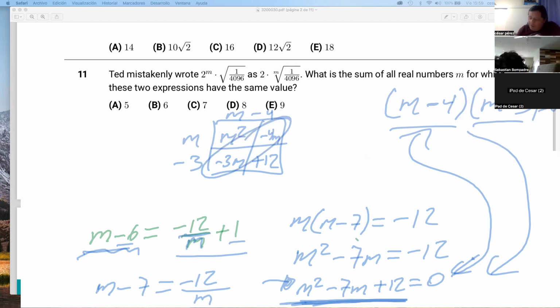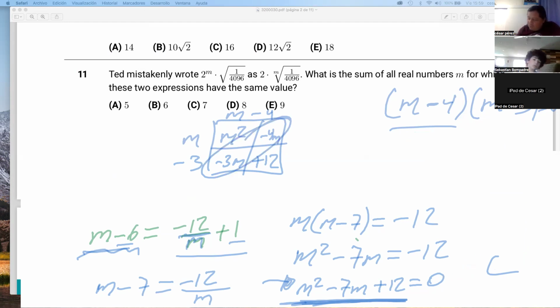If we have two terms that multiplied give 0, then either m minus 4 equals 0, so m equals 4, or we also get 0 if the second value for m is 3.